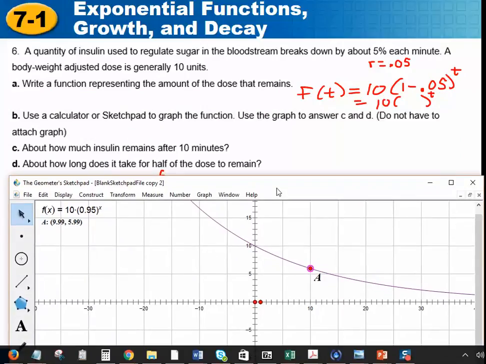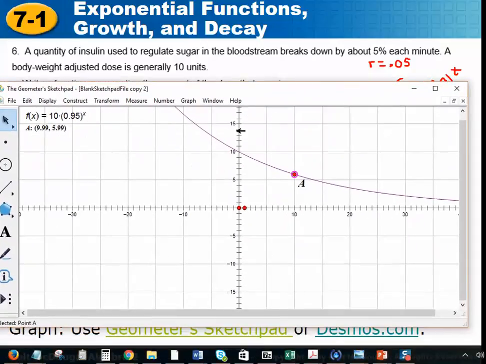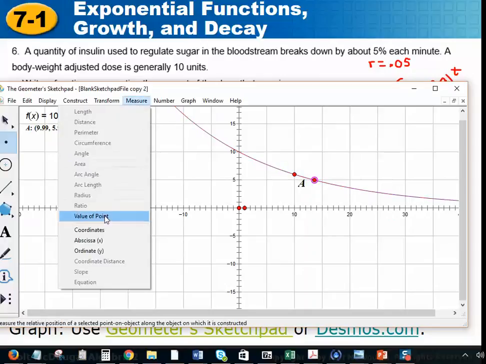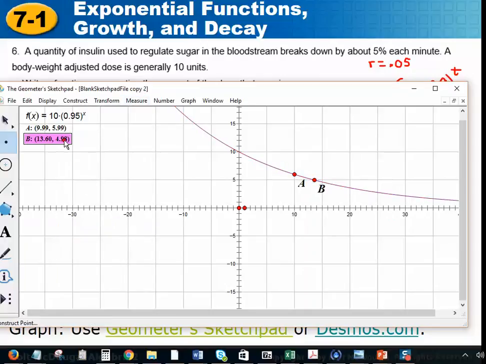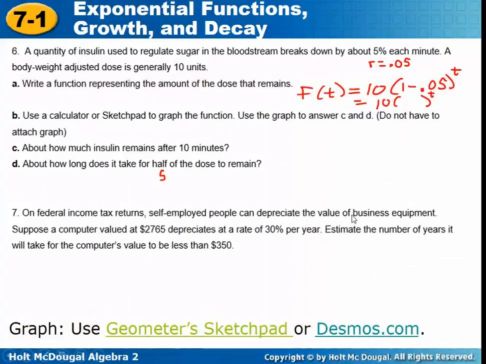And then the next question says, about how long does it take for half the dose to remain? And I said that was about 5, when your y value, your function value, is at about 5. So that looks about right here. And again, you could grab the point tool and put it right about 5. And you can measure the coordinates. And you could see, it's not quite 5, but it's right about. So it looks like about 13.6 minutes is when you have about half the dose remaining. So Sketchpad is a good tool too. So use one of those in order to do number 7 as well.